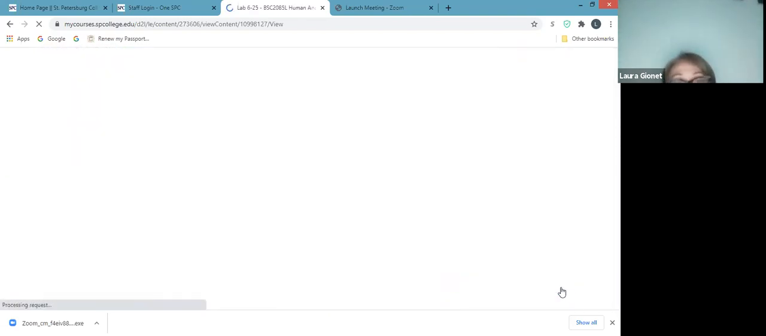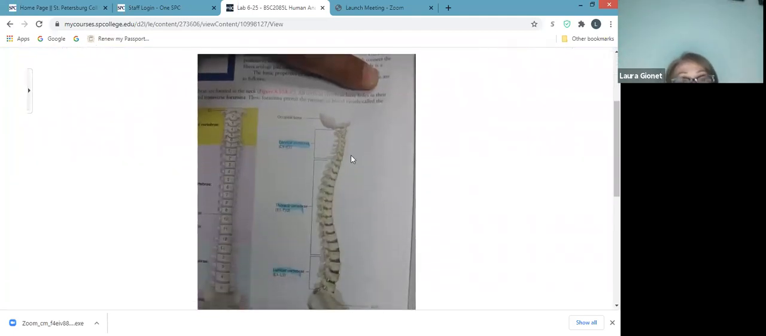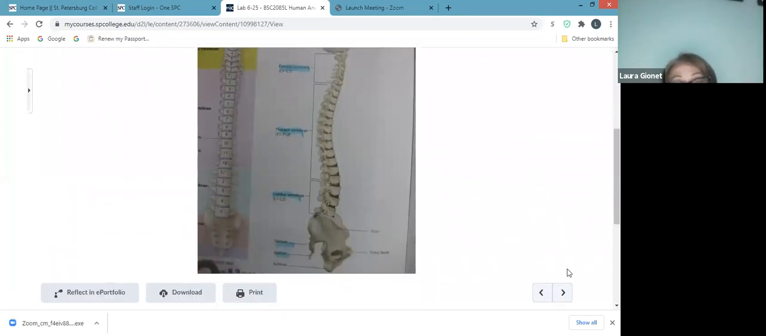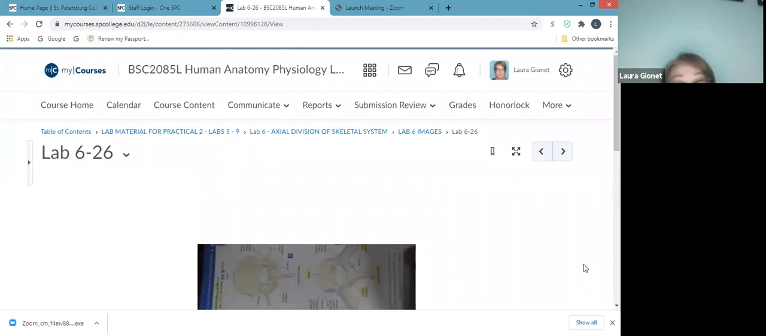Here's one more. This shows you regions of the spine: cervical, thoracic, lumbar, your sacrum and your coccyx in a lateral view, and to the left of that has them in the vertical stack.